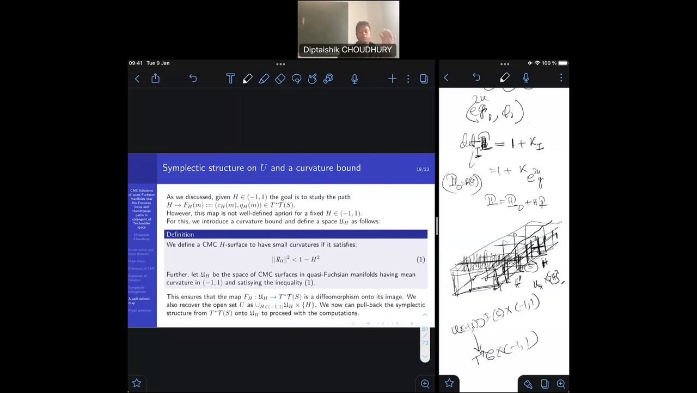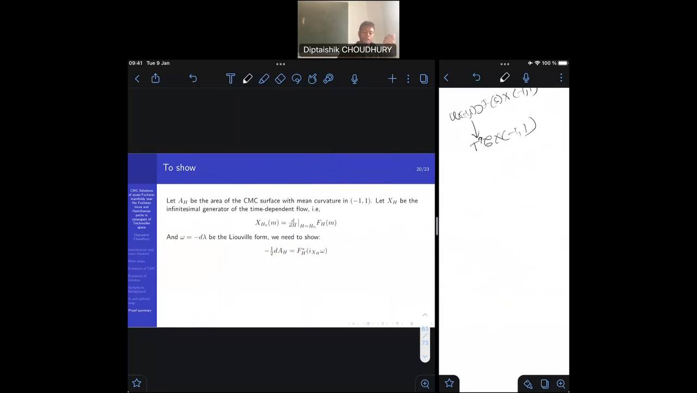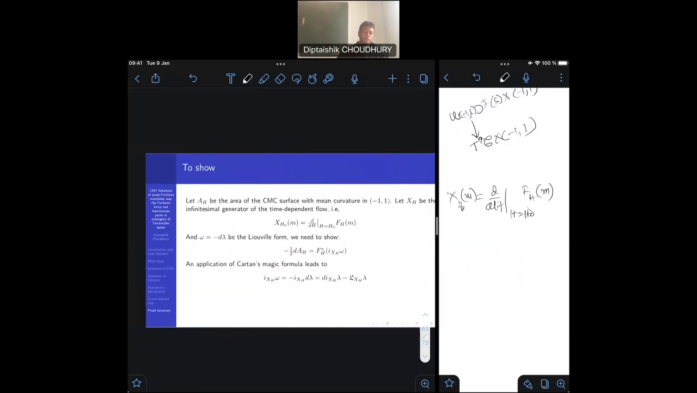As I said, you could now pull back the symplectic structure, and this would give you the tools required to carry on with the computations to check the criteria for Hamiltonian. So first you take this vector field, so you call A_H to be the area of the CMC H surface, and V_X_H be the vector field generated at H equals H0 of F_H of M at X_H0 of M. And what you want to show is this criteria: minus half of d of A_H is equal to the pullback of the contraction under the map F_H. That is what you want to show.